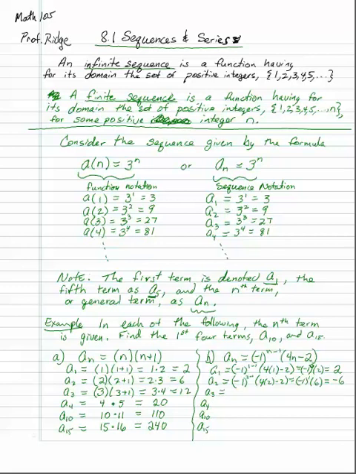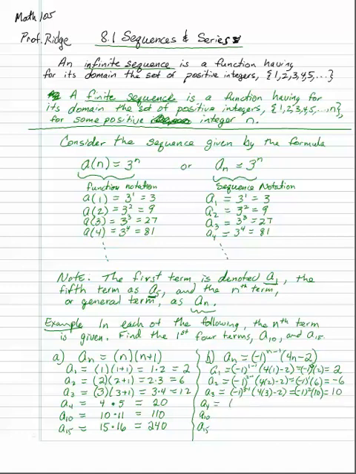A sub 3 would be negative 1 to the 3 minus 1, 4 times 3 minus 2. So we get negative 1 squared times 12 minus 2 is 10, which is positive 1 times 10 is positive 10.